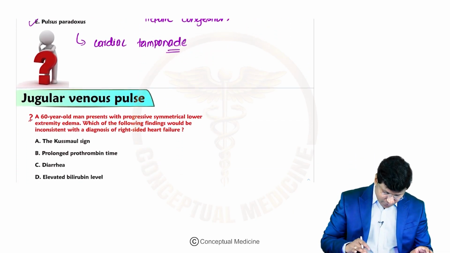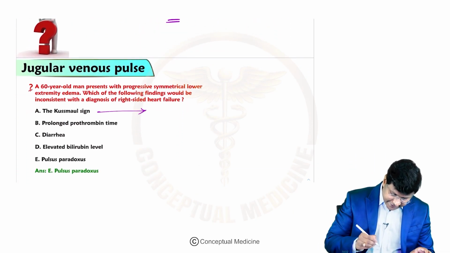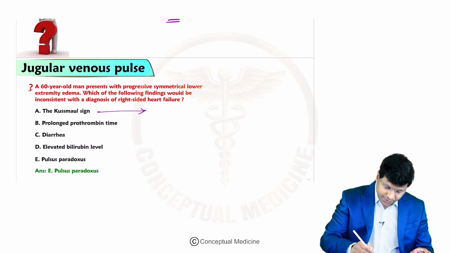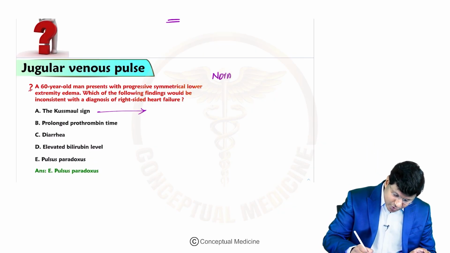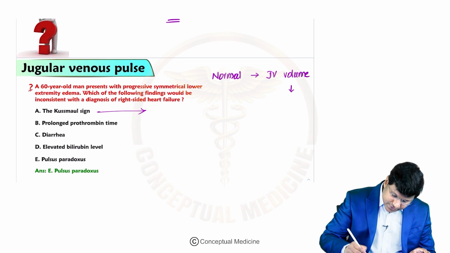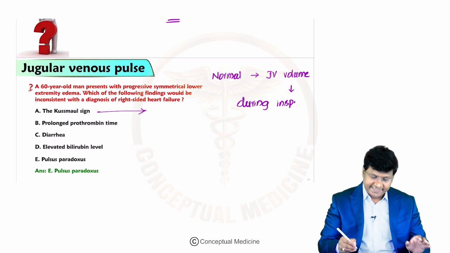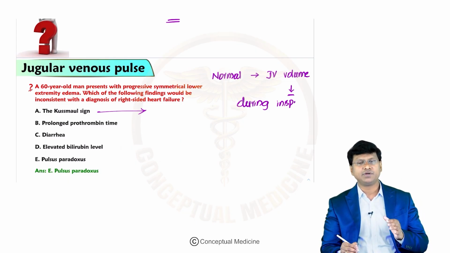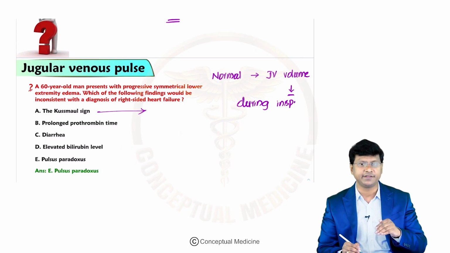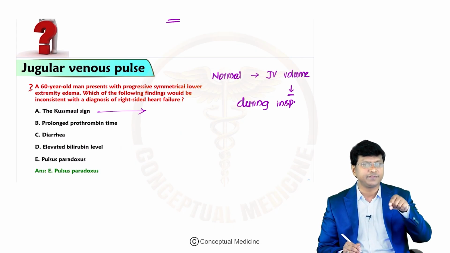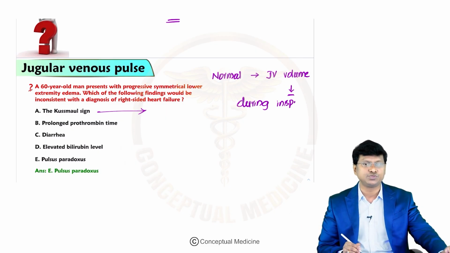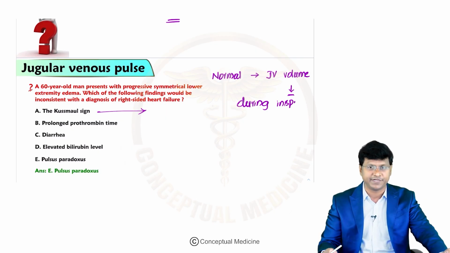Okay, next. Now, let me discuss in detail the Kussmaul sign. In a normal individual, the jugular venous volume decreases during inspiration. Why? Because during inspiration, the venous return will enter into the right atrium. Your superior vena cava and inferior vena cava, both of them, will drain into the right atrium. So the jugular venous volume decreases during inspiration.